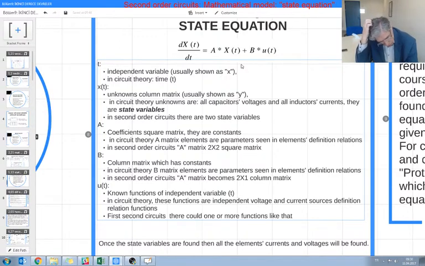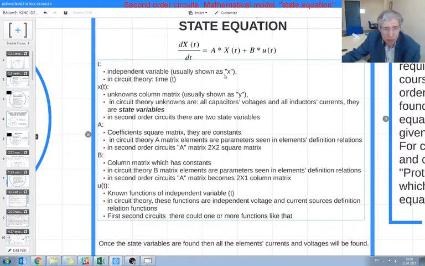Maybe in order to help you remember which one is the state variable, they are directly related with the variables included in the initial conditions. For example, the initial condition of an inductor is i_L(0), isn't it? So inductor current. The initial condition of a capacitor is v_C(0). That means capacitor voltage is the state variable.